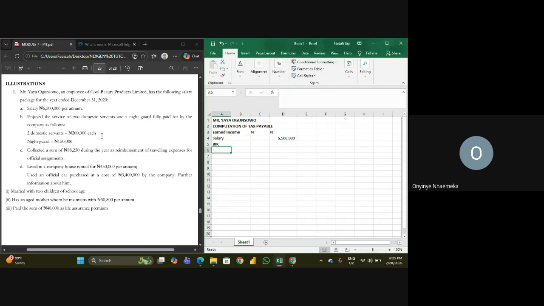So for benefit in kind, he enjoyed what? 2 domestic servants. How much for the 2 of them? 400K. They say 200,000 for each person.